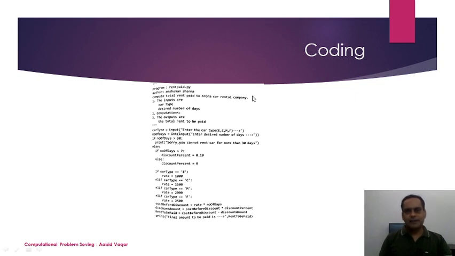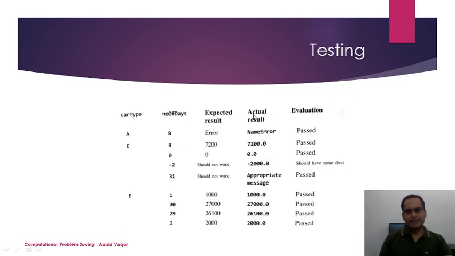Right? After writing coding, we move on to the testing phase. Testing can be done by providing various inputs. For example, first we have taken different columns, car type A, the first value which we provided to check for the correctness of our program. Is car type A and number of days 8? So A type car, number of days 8. Expected result should be error.